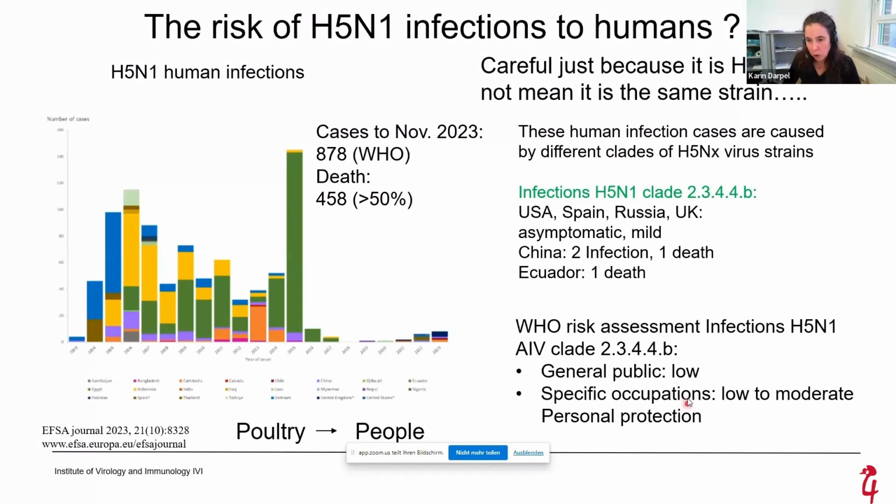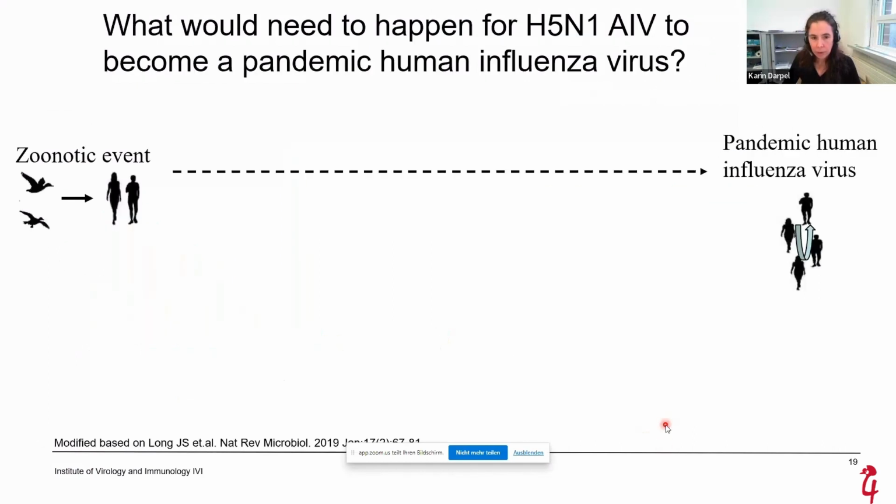But for specific occupations, that risk is low to moderate, because so far, as we've heard, all outbreaks have been from poultry or bird species directly to people. So for certain occupations with high contact with birds, personal protection is clearly important. So what would need to happen for an H5N1 avian influenza virus to become a pandemic influenza virus which could circulate in humans?